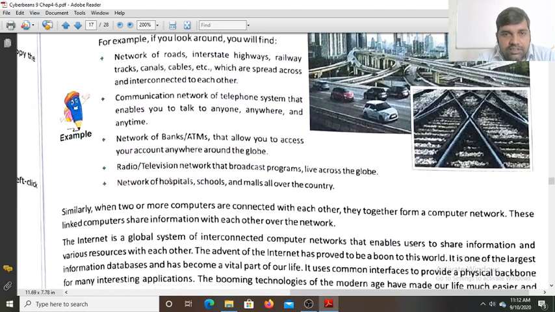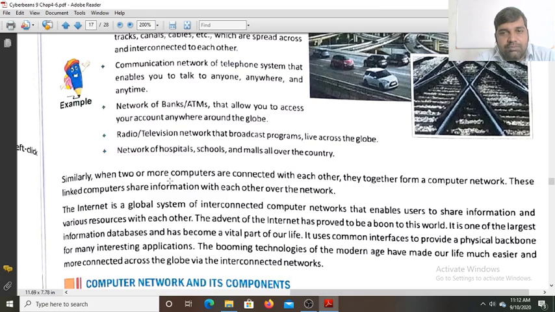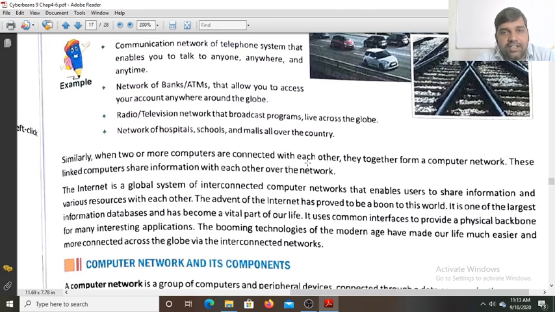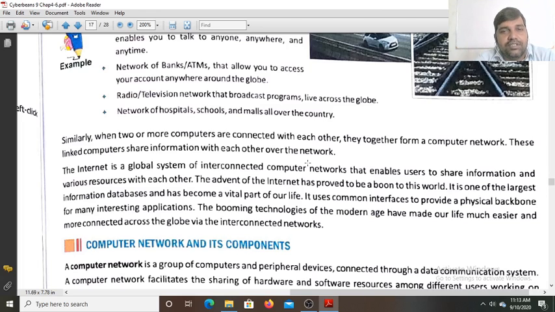Next is the television network, the TV network, that broadcasts programs live across the globe, where all the televisions are connected to the same network. Next is the network of hospitals, schools, and malls all over the country, where many hospitals are interconnected to each other, many schools are interconnected to each other. It is called the network of schools. And one company like Big Bazaar has thousands of malls all over India. That is the network of malls.